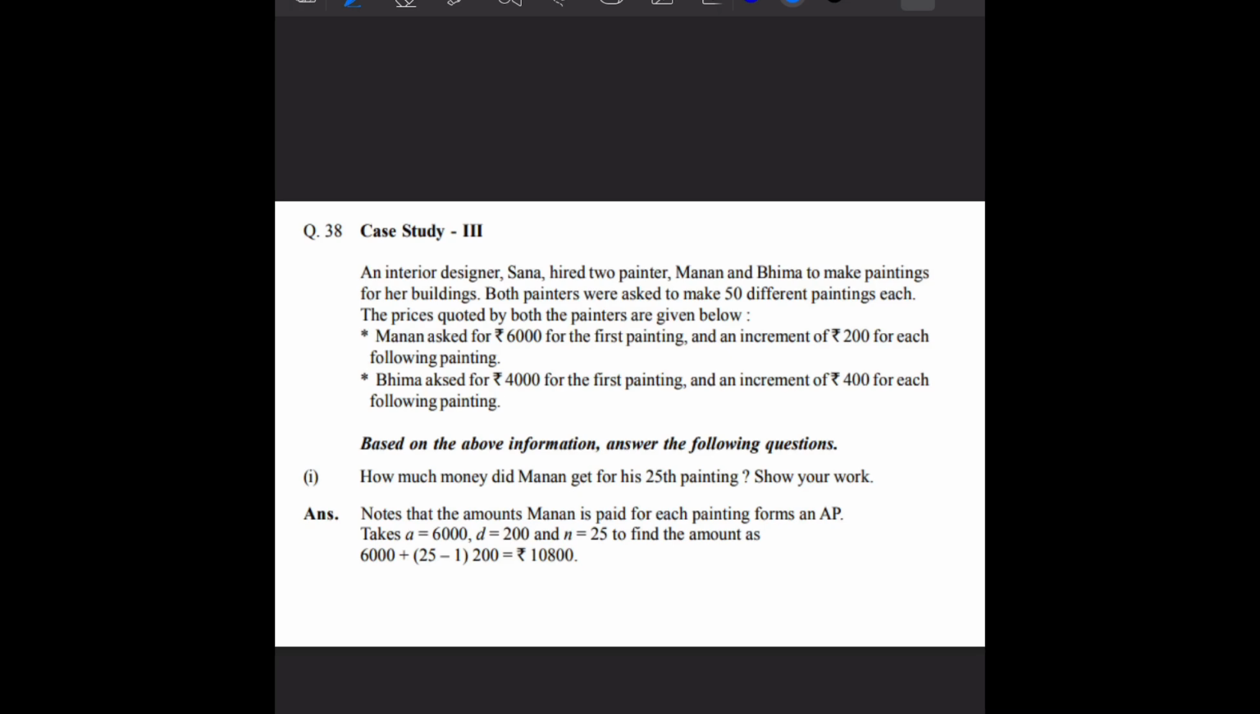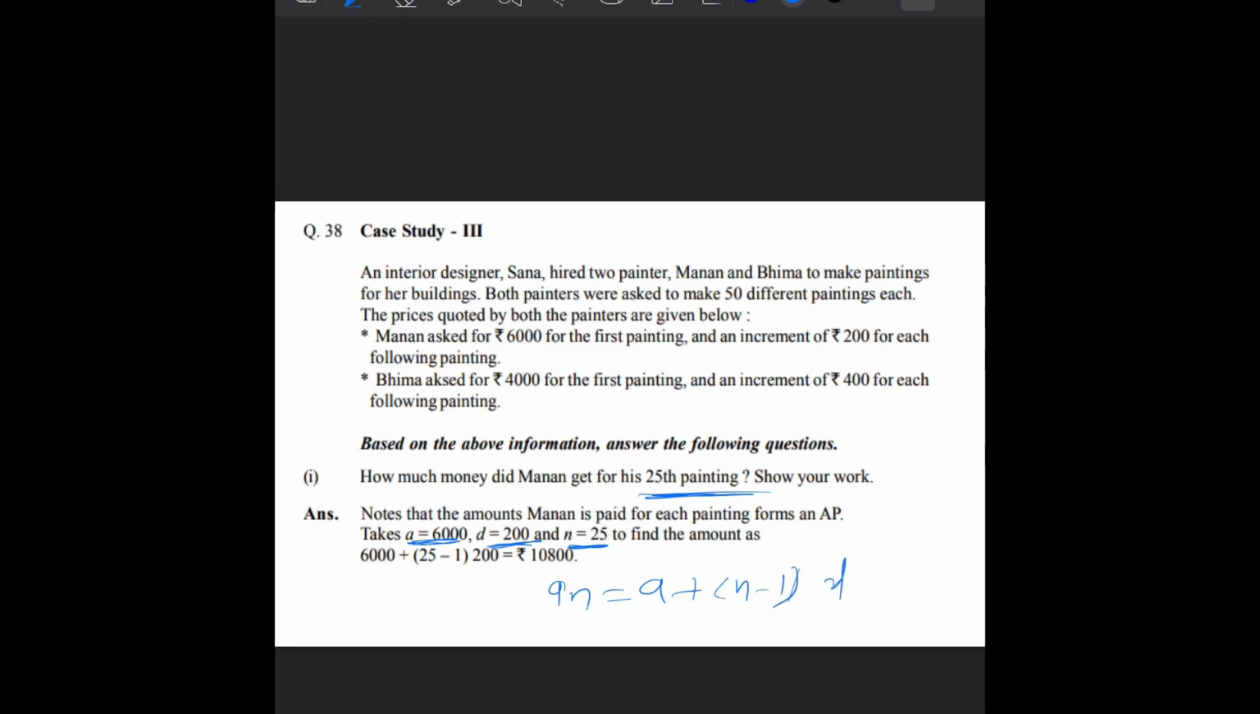How much money did Manan get for his 25th painting? Show your work. पहली बार मनन कितना लेता है? 6,000. इंक्रीज कितने से कर पाता है? 200. यानी कॉमन डिफरेंस कितना हो जाएगा? 200. 25th पेंटिंग चाहिए, यानी आप n कितना लोगे? 25. और आपको 25th वाली पेंटिंग का अमाउंट चाहिए. तो what do we use? A formula: a_n is equal to a plus (n minus 1) d.